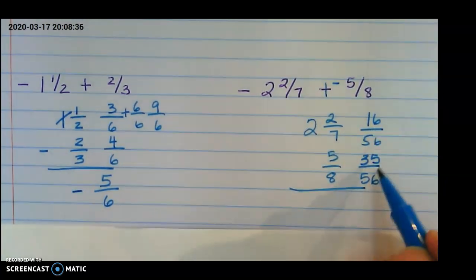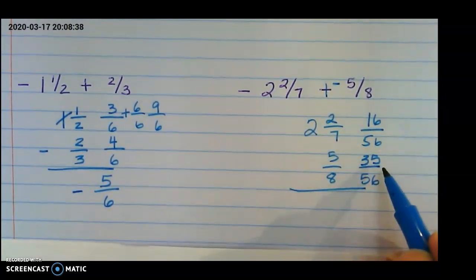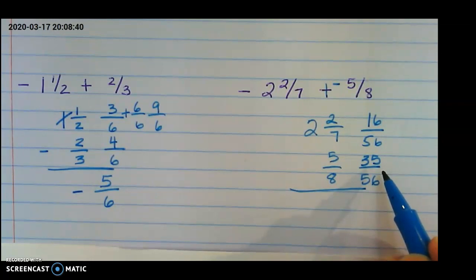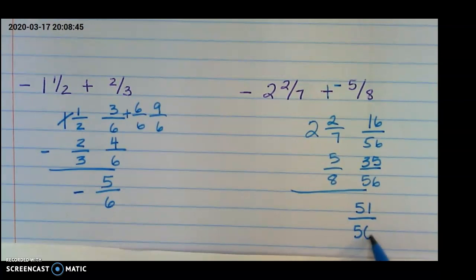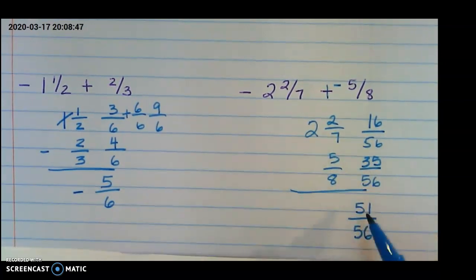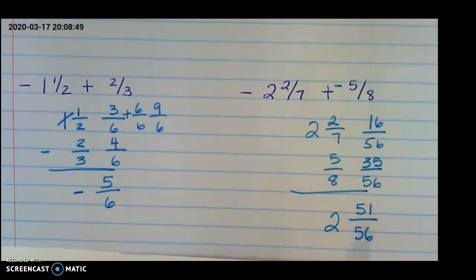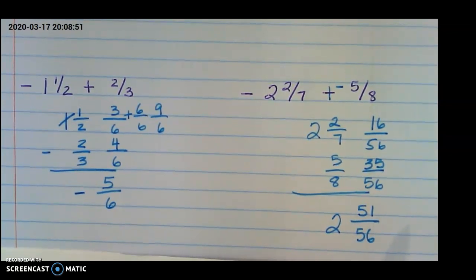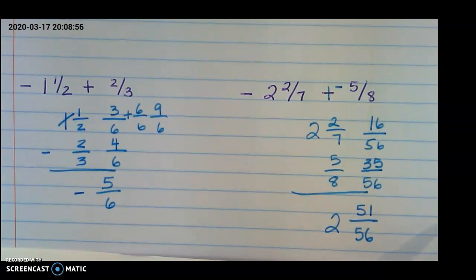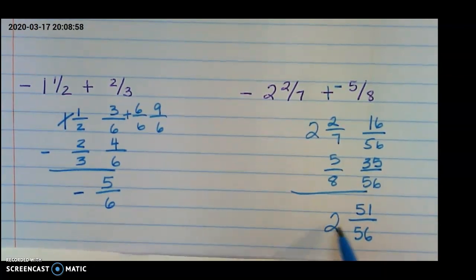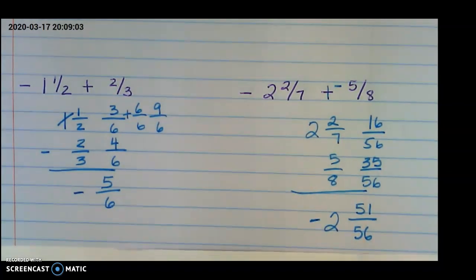And then now we can add these together, and 16 plus 35 is going to be 51. I miss having you guys in class telling me what the answers are. And then this is 2. So 2 and 51 over 56, and I don't think that can be simplified. And then, wait a minute, I said the answer had to be negative. So the sum is negative because I was adding two negatives together.